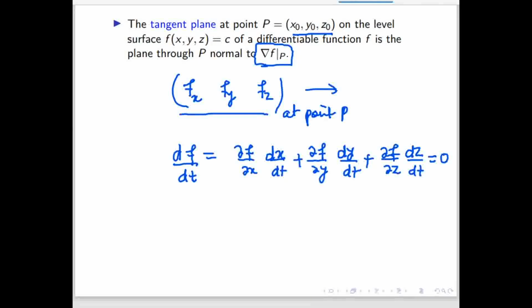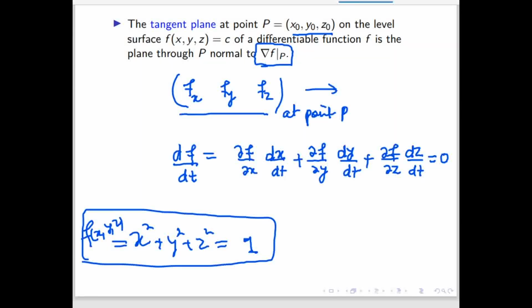See x, y, z. Suppose this function is given, any function, like x square plus y square plus z square equal to 1. This is f(x, y, z). This is a curve, a sphere. Can we find the parametric representation of this?